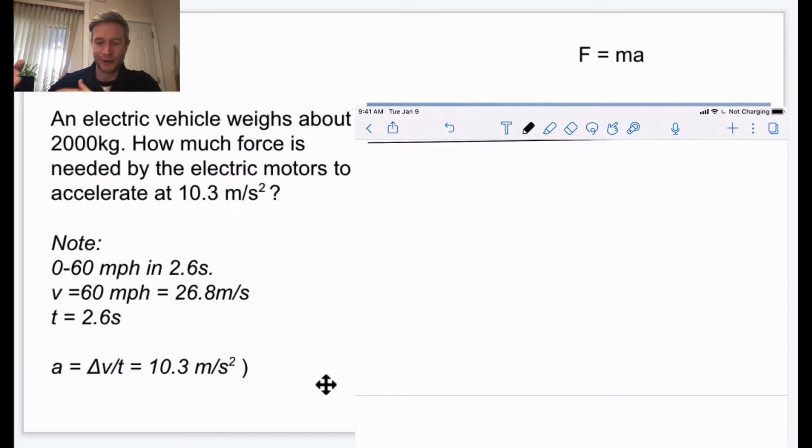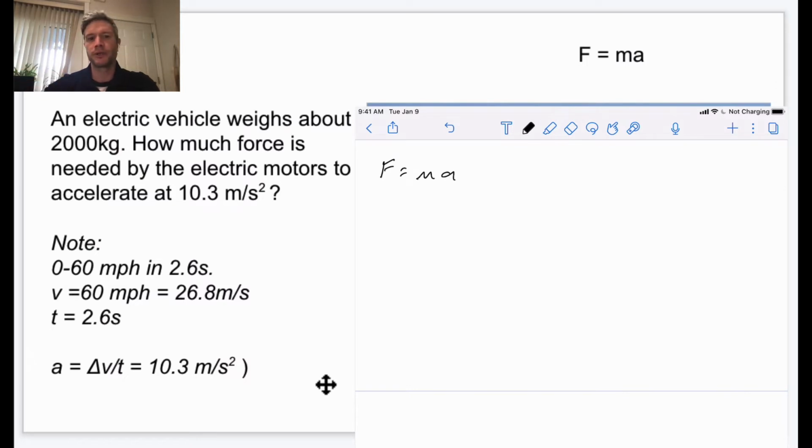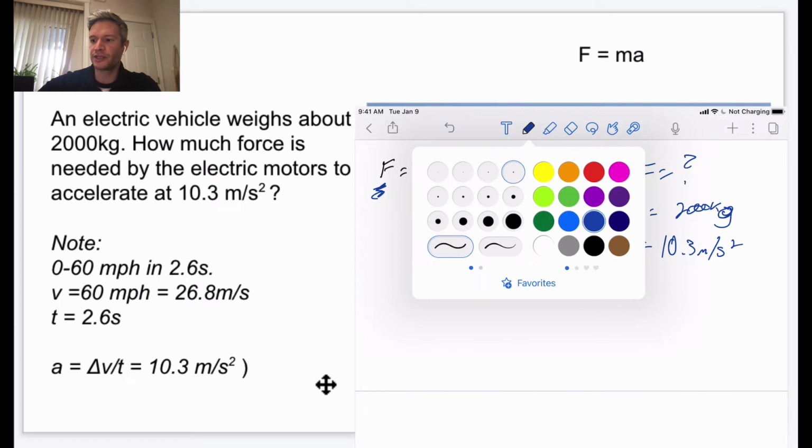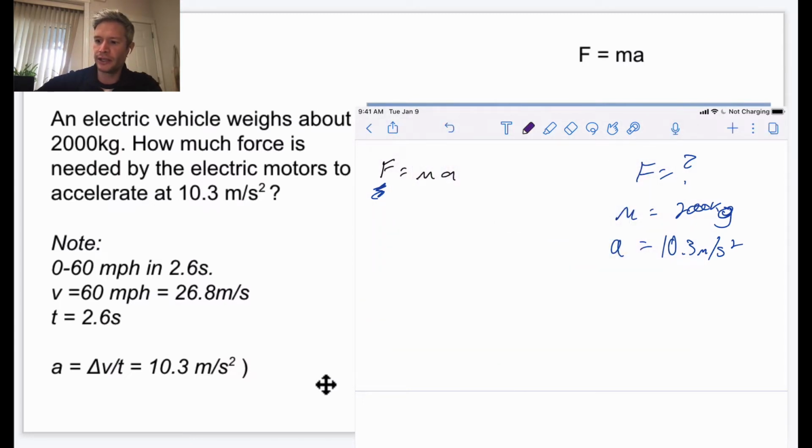Okay, so let's work through it, assuming we've already paused. So here we are. We'll look at force equals mass times acceleration. We'll look at the question, what do we know? What do we need to know? Well, we already know it's asking for force, but do we have the mass? Sure, it gave it to us. We got 2,000 kilograms. And what about acceleration? Well, I went through and calculated that for you. So we have 10.3 meters per second squared. So if we want to find force, do we have everything we need? Absolutely. This is a great plug and play sort of question.